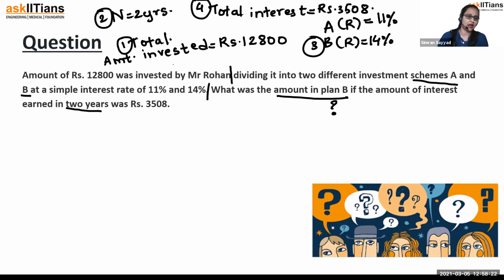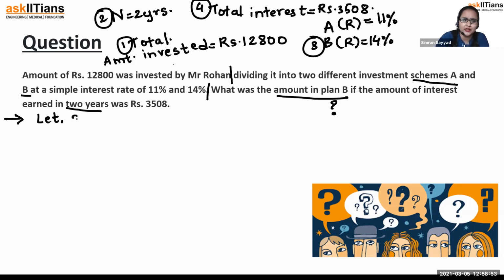Okay. So now, what are we going to do? We don't know the amount invested in plan A, neither in plan B. How are we going to start our solution? If there is only one unknown, we can do the sum with the formula. But here there are two unknowns. We don't know the amount in plan A, nor what is in plan B. So we will assume.